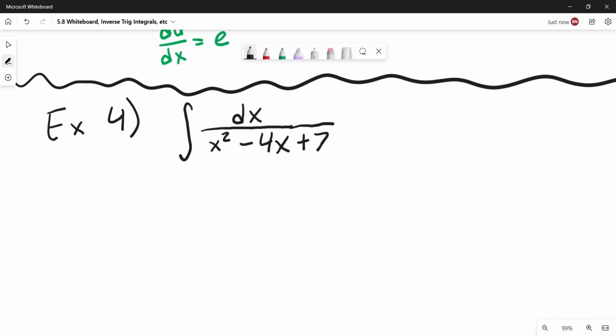Okay. What if we chose our u to just be the entire denominator? Okay, but then our u prime would be 2x minus 4. Is there any way we could get 2x minus 4 from a numerator that's literally just a 1? No, we can't. If it was just a constant, we could pull that off, but we can't just pull 2x minus 4 from thin air. No, so that's hopeless.